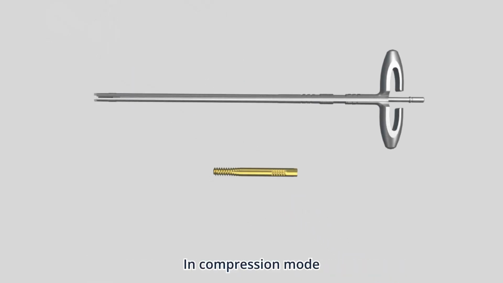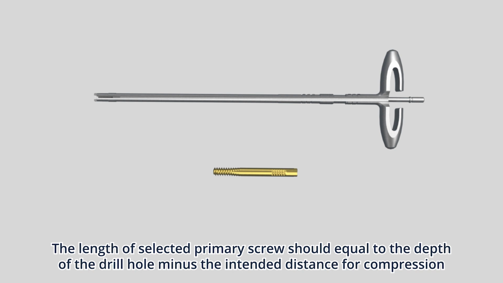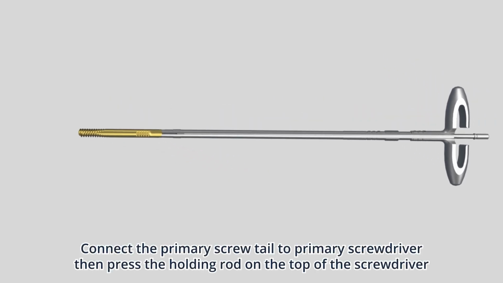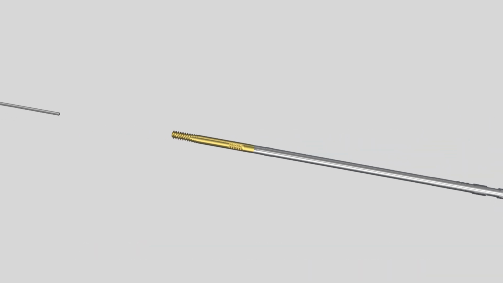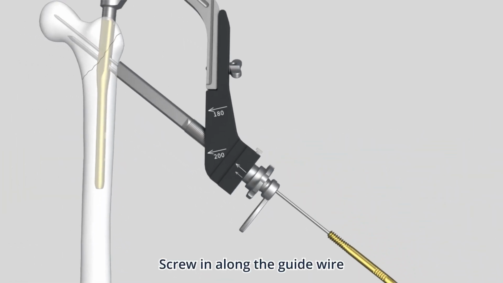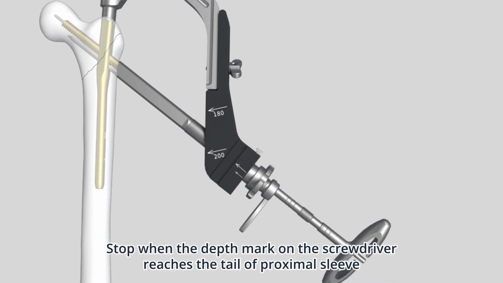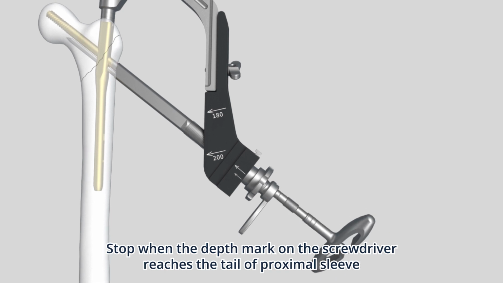In compression mode, the length of selected primary screw should equal to the depth of the drill hole minus the intended distance for compression. Connect the primary screw tail to primary screwdriver, then press the holding rod on the top of the screwdriver. Screw in along the guide wire. Determine the depth of screwing according to the compression distance. Stop when the depth mark on the screwdriver reaches the tail of proximal sleeve.